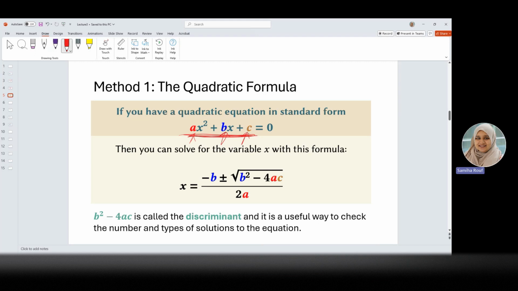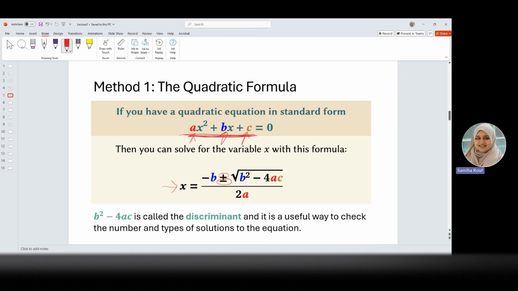Once you've identified what those are, you can place them inside this formula. So you take the negative of whatever your B is, and then you're adding or subtracting the square root of your B squared minus 4 times A times C. And all of that gets divided by 2A. Okay. So this generally results in two solutions. One solution because of the plus, one solution because of the minus, generally.